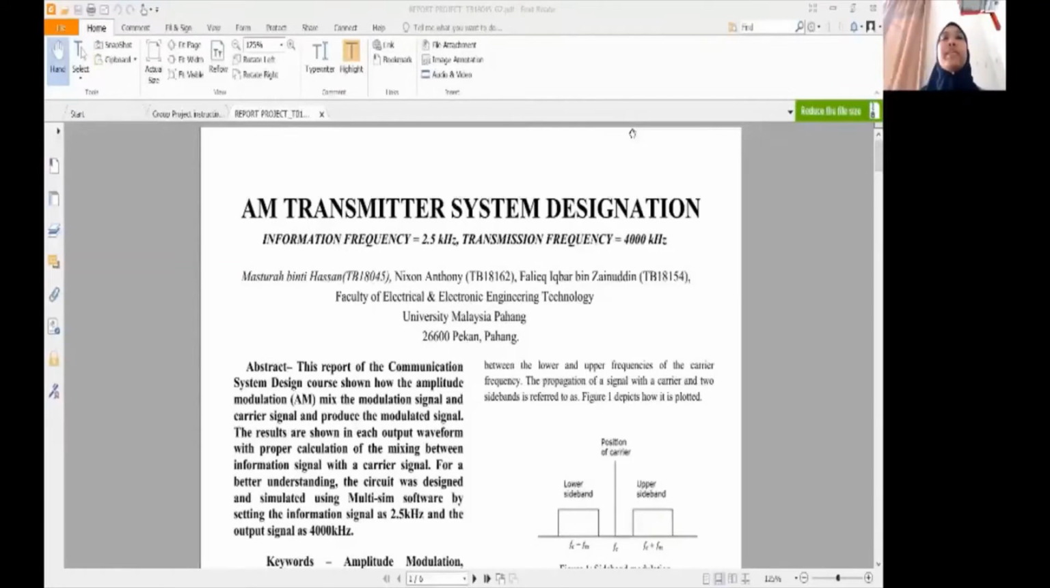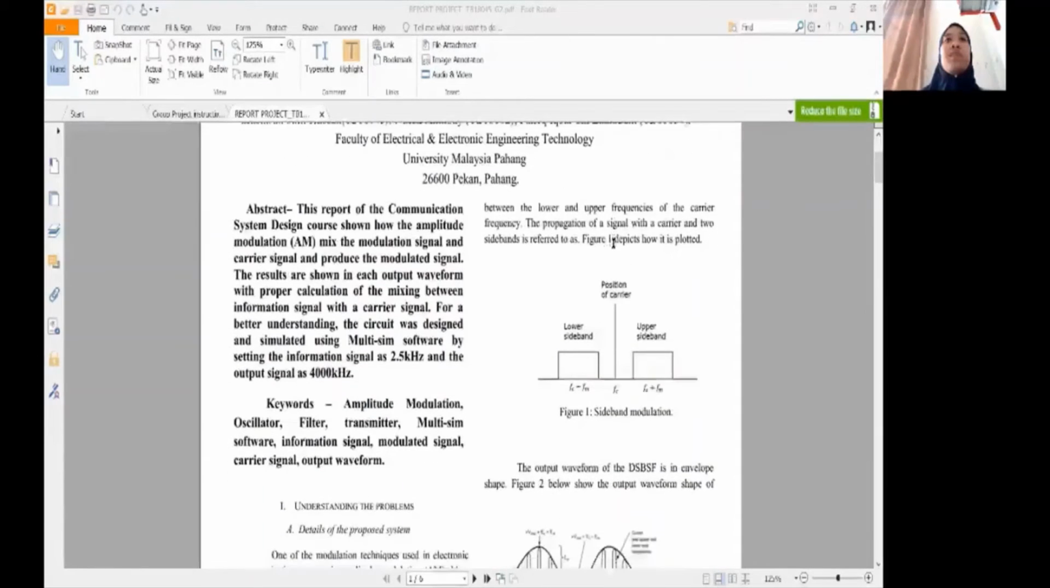Assalamualaikum. My name is Mastura binti Hassan, TB18045. My groupmates Nisan, Khalid and I will explain about the AM transmitter system determination. In this system, we use 2.5 kHz of information frequency and 4000 kHz of transmission frequency.